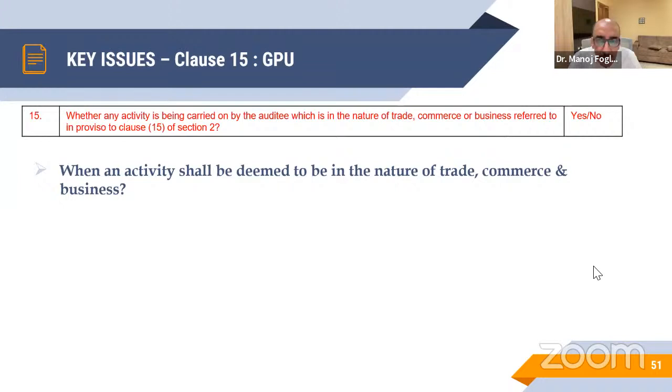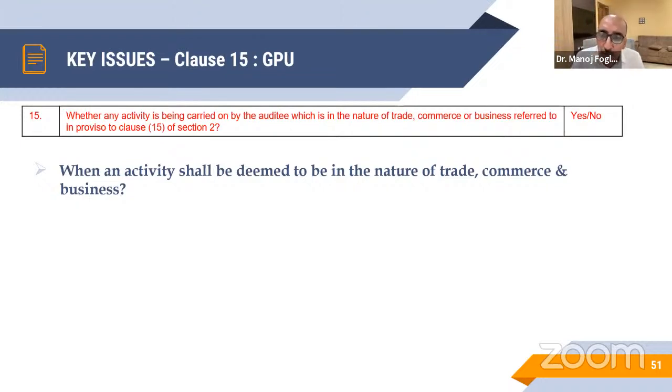Now, primarily, we relate this question to general public utility organizations. But the principle is something which will apply to all organizations. So for an organization engaged in general public utility, the auditor has to see whether the organization is declaring certain income under 11(4A), whether the organization is maintaining separate books of account and itself declaring that it is engaged in certain activity which is covered under 11(4A). That is one set of trade, commerce and business related activity.